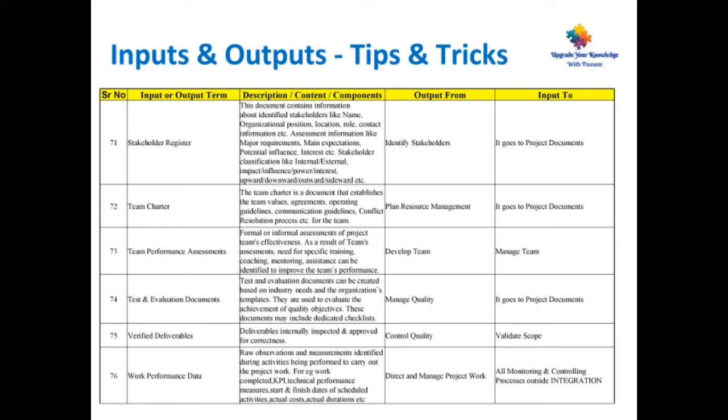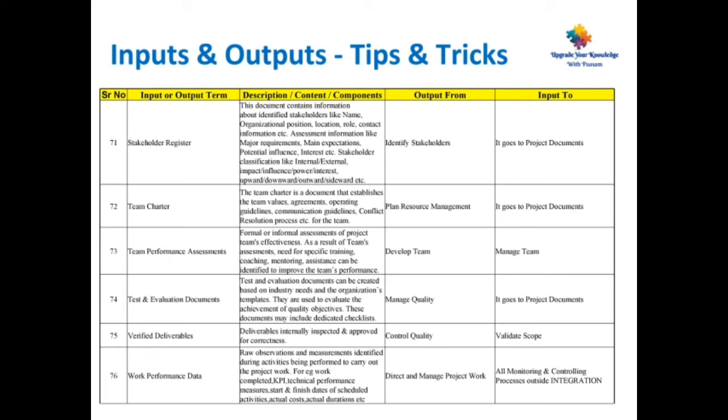Point number 72, team charter. The team charter is a document that establishes the team values, agreements, operating guidelines, communication guidelines, conflict resolution process, etc. for the team. This is an important term. You can expect 1 or 2 questions in your final exam. Who is responsible to solve the conflict? The primary team member is responsible to resolve the conflicts and the project manager will get involved after that in the second stage. This is output from plan resource management. It goes to the project documents as input.